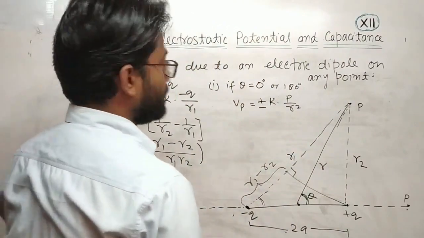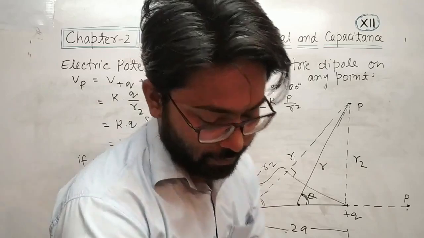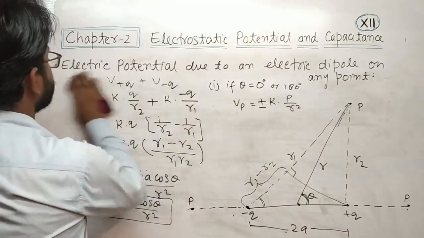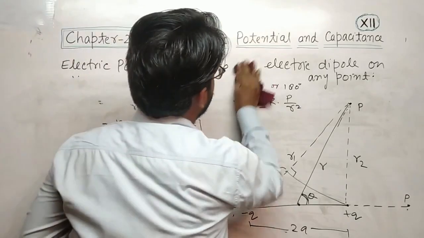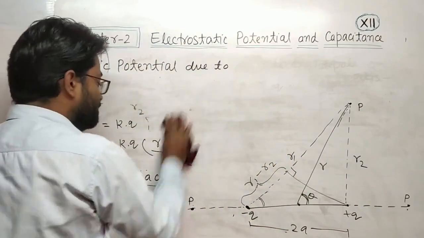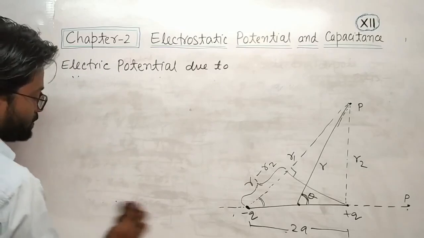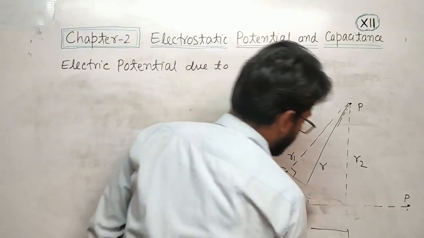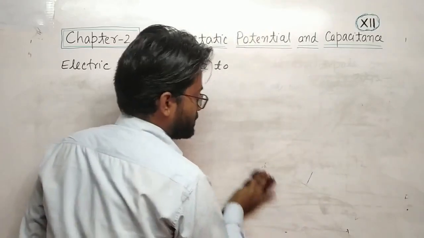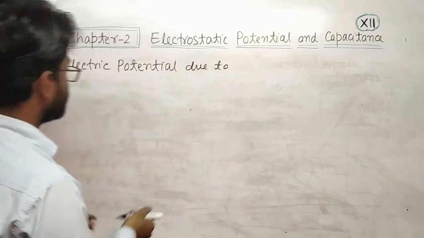Next topic is electric potential due to a group of point charges. If there are more than 2 charges, what will be the potential at a point due to these individual charges? Very simple. This is like an algebraic summation.